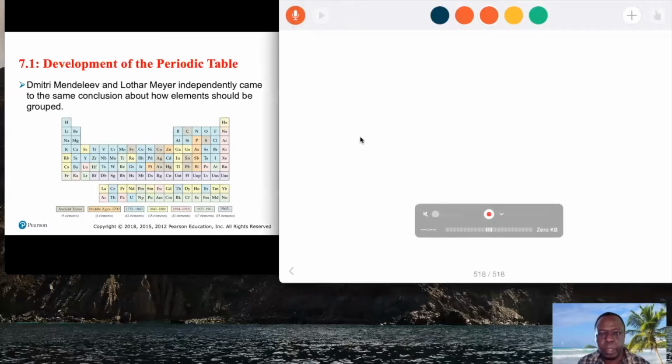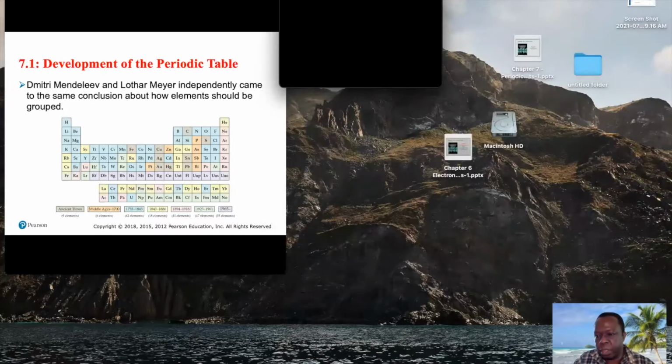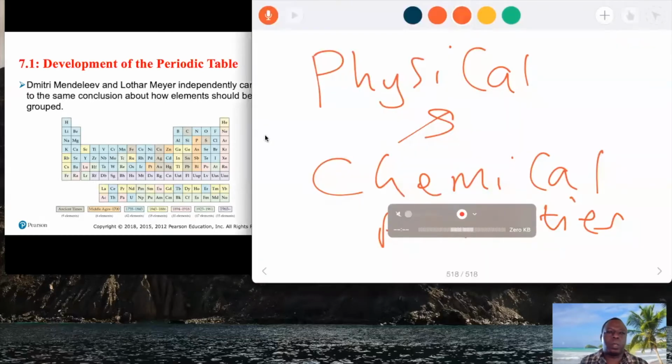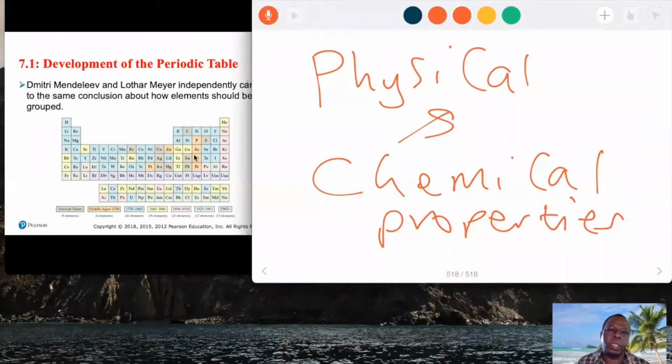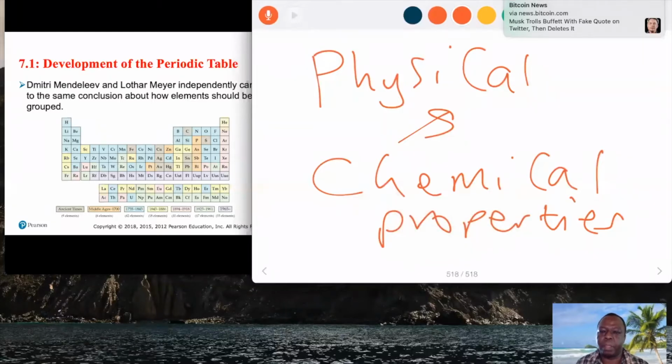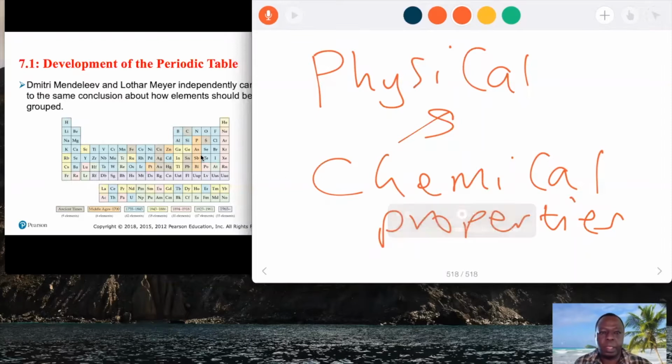So how we ended up with this table: these scientists were basing it on the physical and chemical properties of elements, like the density, the atomic mass, and chemical reactivity, that this one reacts the same way as this.